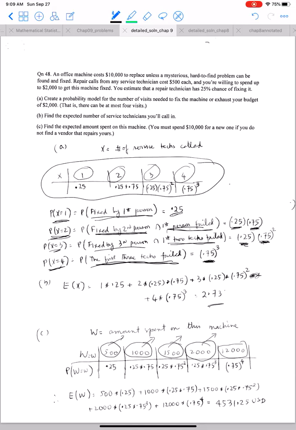12,000 is if the fourth person visits and fails, because if the fourth person visits and fails, we have to pay the four technicians 2000 and we have to buy a new machine, which is 10,000, which gives me 12,000. So the distribution of the random variable W would be as follows, and the expected value would be this, which gives me my final answer.